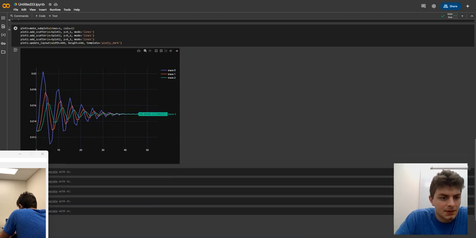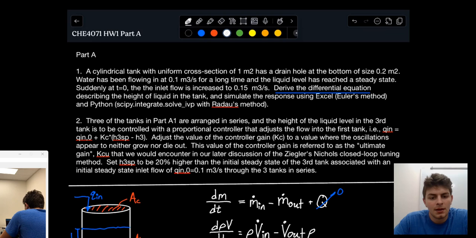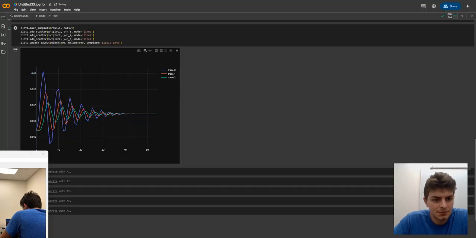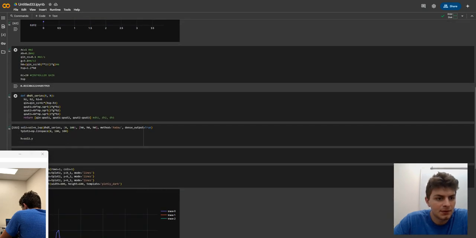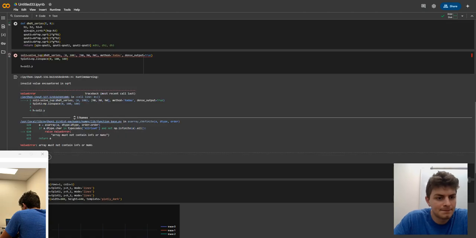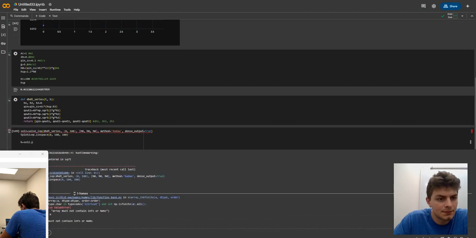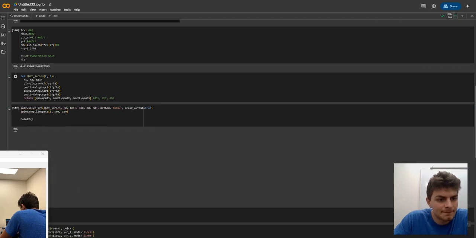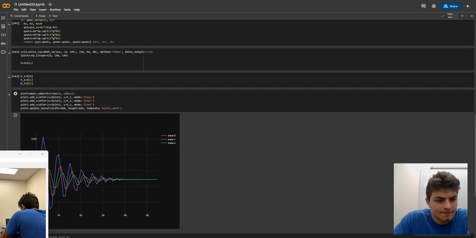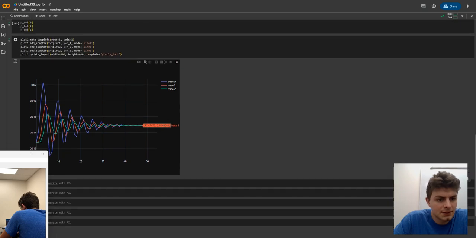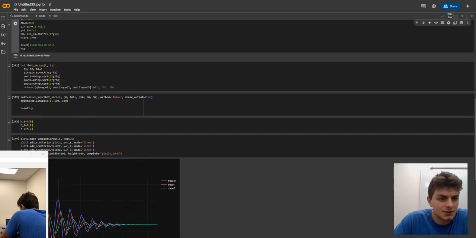Now we can see. So we're starting to get some oscillations in here, right? And if we go back to our problem statement, it says adjust a value to where the oscillations appear to neither grow nor die out. So oscillations are dying out, right? As we approach this value. So let's keep going. That's too high. Okay, oscillations are dying out. You see we're getting continuously closer to that value here.